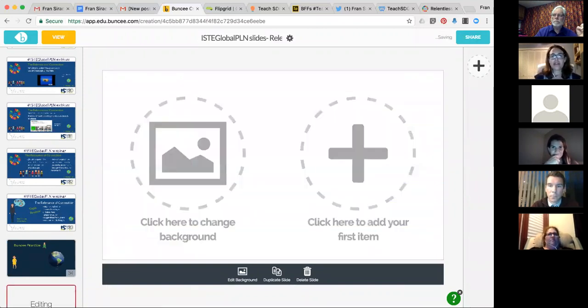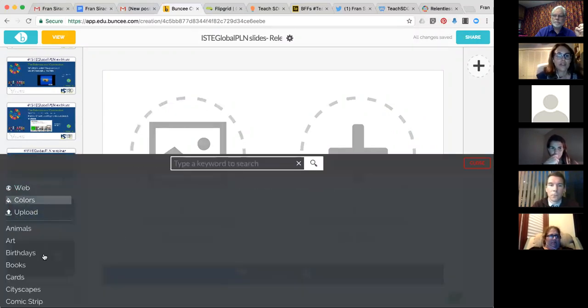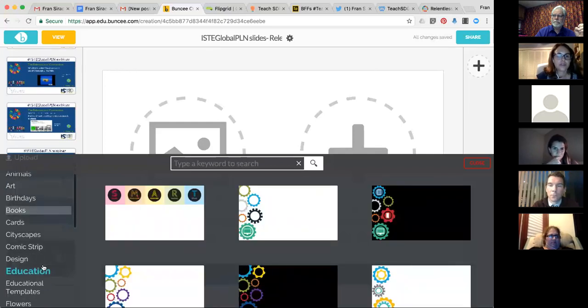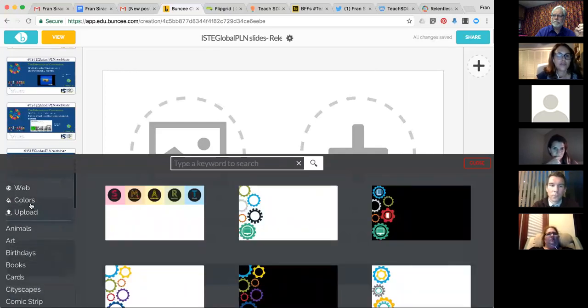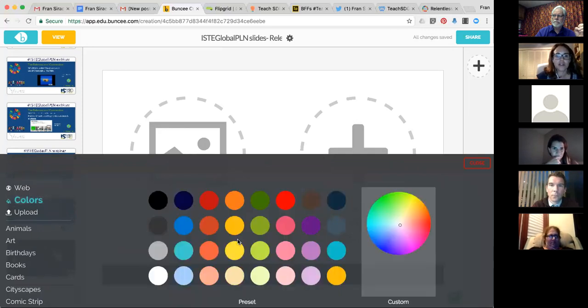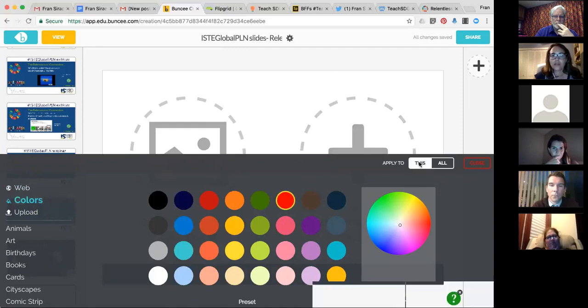When you add a slide, you get to this page, and you can decide whether you want to change the background from what we've had, or edit the background. When you click edit background, it gives you all these options on the side. And this is what makes it so easy for the students. They can just pick a color, and it'll give you the option: do I apply it to this slide or to all? So for example, I'll do red and apply it to this one.